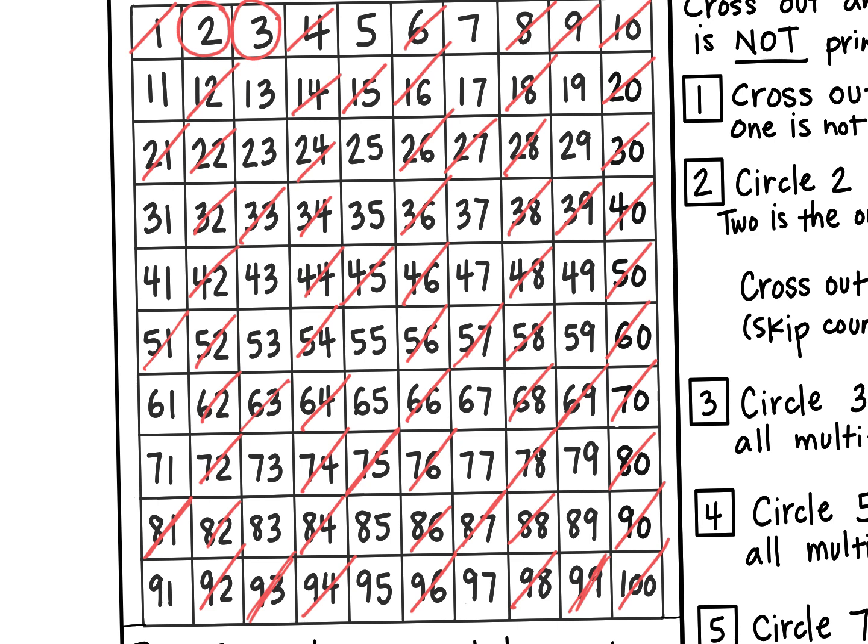The next one I'm going to circle is 5. But what am I going to cross out? All multiples of 5. So all of the numbers that end in 5s and 0s, but they're already marked out because those are also evens.